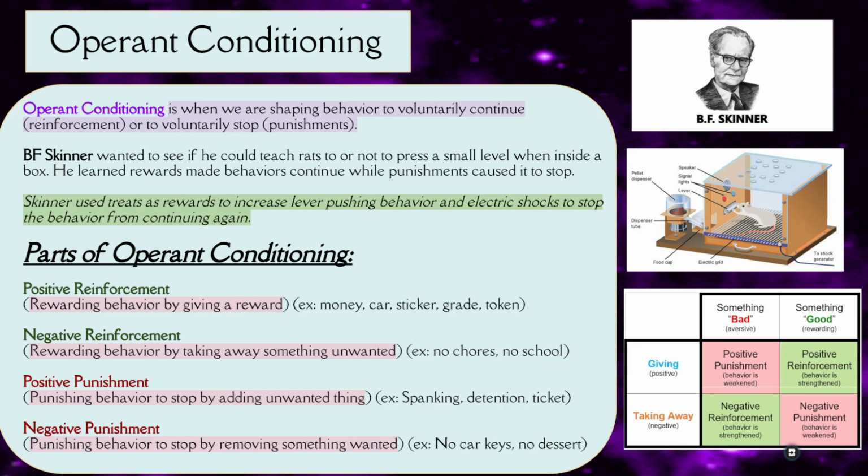Now, parts of operant conditioning, we have positive reinforcements. Positive reinforcements and negative reinforcements are both rewards, but the positive and negative just means adding or subtracting, giving or taking away. So a positive reinforcement is giving something for good behavior. Maybe giving a $10 bill for getting 100% on an exam.